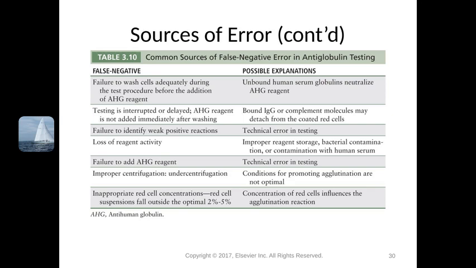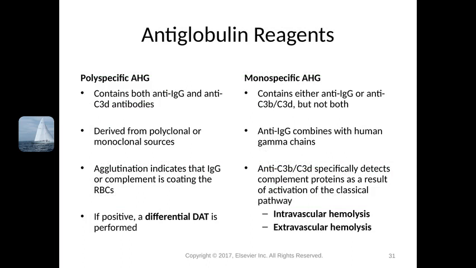So things like that. Our antiglobulin reagents, we briefly talked about this already, but we have our polyspecific AHG and our monospecific AHG. So the polyspecific has your anti-IgG and anti-complement antibodies. We'll get these from polyclonal or monoclonal sources. So agglutination will indicate that either or is coating the red cells, so IgG or complement.